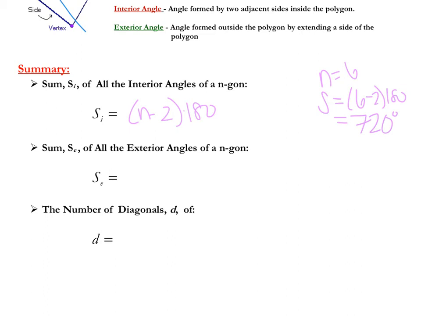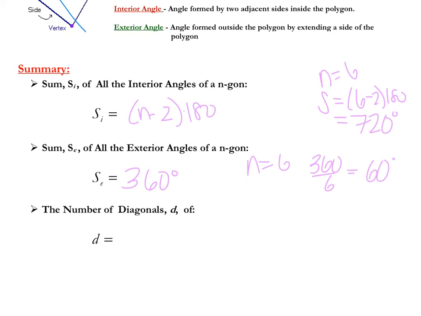The sum of all exterior angles of a polygon with n sides, it doesn't matter if it's a triangle, it doesn't matter if it is a dodecagon, will always be 360 degrees. So if you're asked to find the measure of an exterior angle of, let's say, a 6-sided figure, so n equals 6, all you would do is take 360 divided by 6, and that gives you 60 degrees. So no matter how many sides, the sum of all exterior angles will always be 360 degrees.